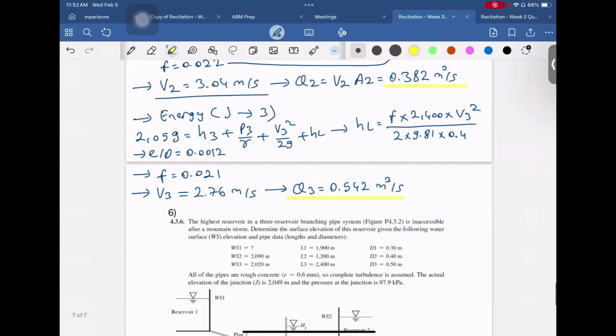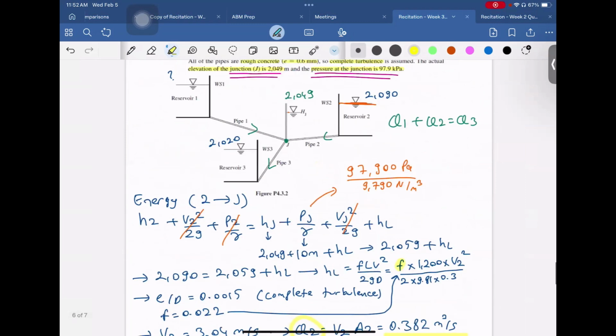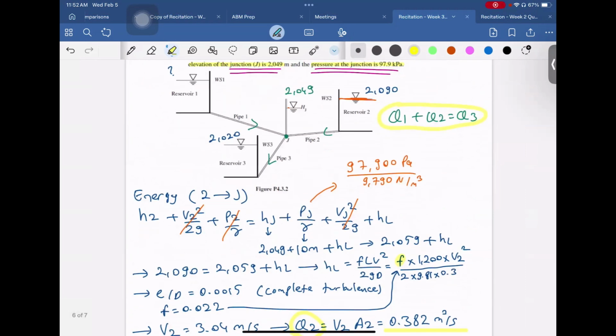And now we calculated the most important two terms, which are Q2 and Q3. These are important because, as I wrote at the beginning, Q1 plus Q2 is equal to Q3. So from here, we can calculate the flow rate at point 1, which is here.